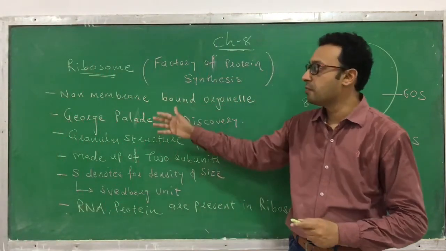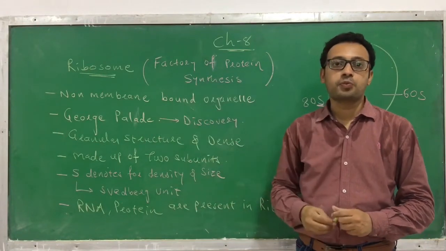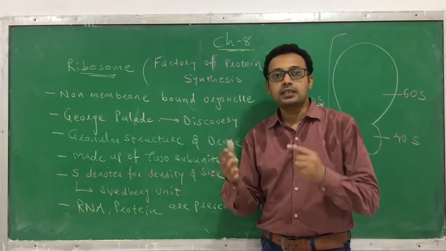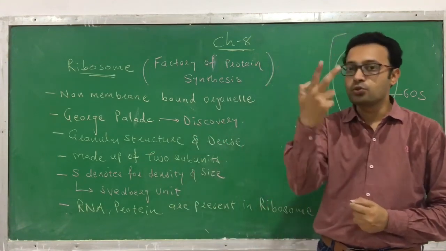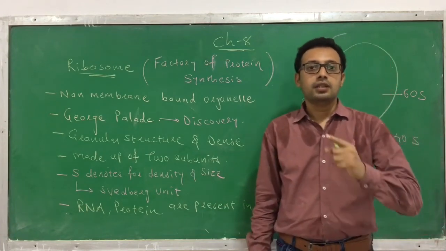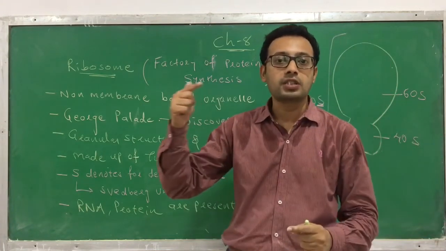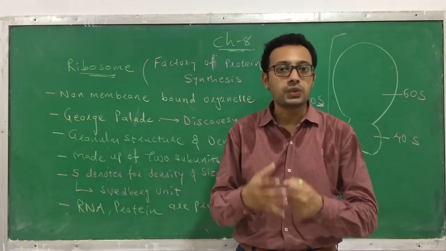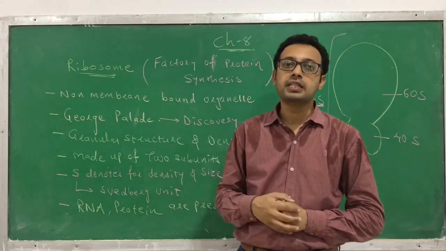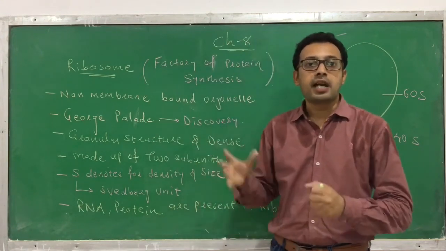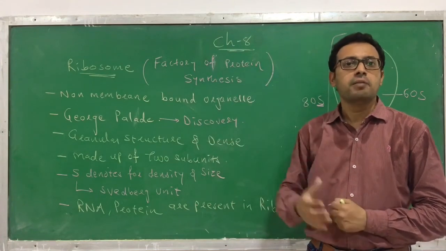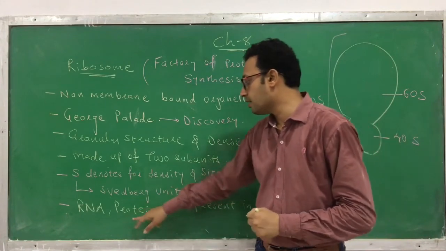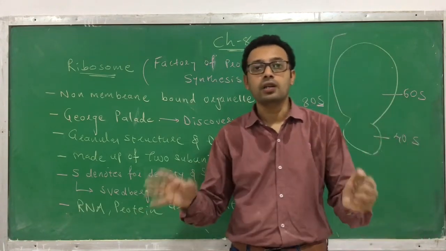It is non-membrane bound. It was discovered by George Palade. When observed under the electron microscope, it looked like a dense granular structure. It's made up of two subunits, larger and smaller. The larger subunit is 60S, the smaller subunit is 40S, total is 80S. The S denotes the Svedberg unit, which indicates a measure of density and size. The ribosome is the factory of protein synthesis because it provides a site for synthesis of protein, and it also contains RNA and proteins. So that's all about the ribosome.